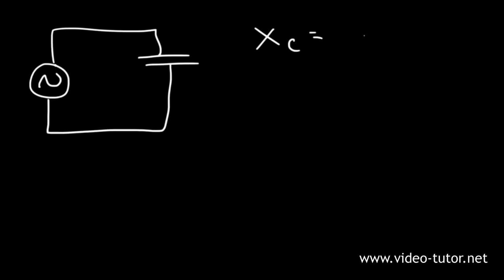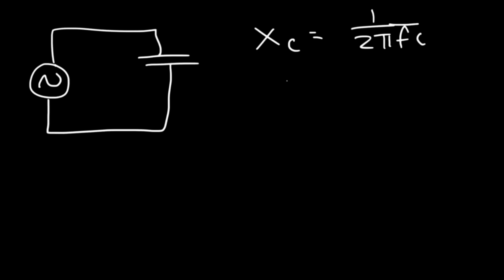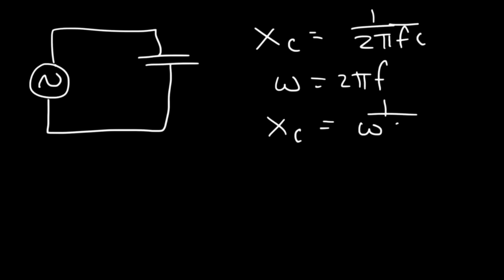Capacitive reactance is 1 over 2 pi Fc. And we know that omega is 2 pi F. So capacitive reactance is 1 over omega times C. So as the frequency increases, the capacitive reactance decreases. Notice that F is on the bottom of the fraction. So F and XC, they're inversely related.